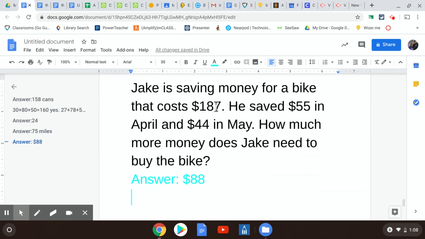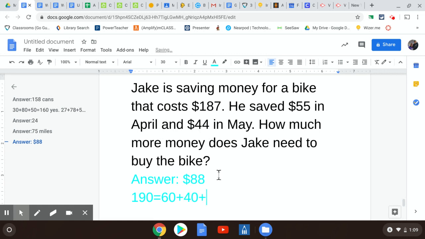We don't look at the 10 spot, we look at the 7. So we look at the 1 spot. So 7 is higher than 5, so you're going to bump this up to 190. Now this is our total, so we can't go any higher than this, so I'm going to put an equal sign. Now he saved $55 in 1 month, so last number is 5. You bump that up to 60. The next month he did $44. 4 is less than 5, so you bump that down to 40.